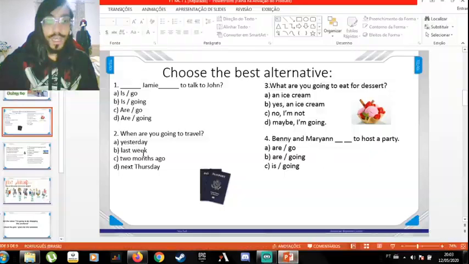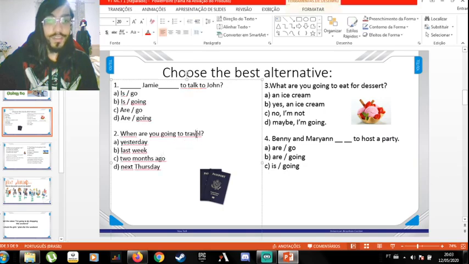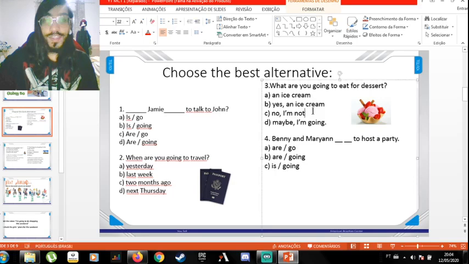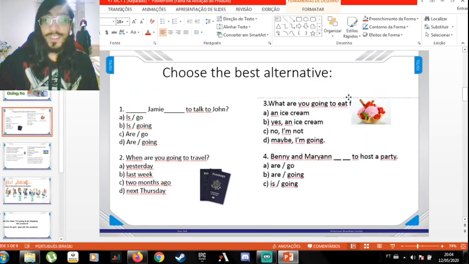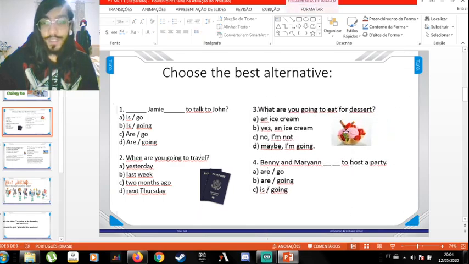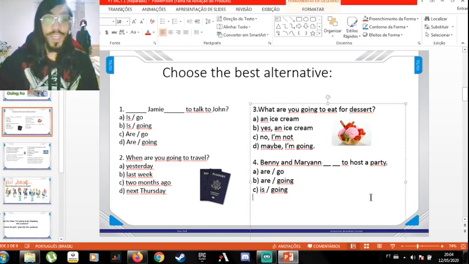Students, I've prepared some exercises for you, some extra exercises just to finish this subject, related to going to and the chapter 1 in general, okay? There are a lot of exercises about everything we have learned in this chapter 1. To start with, we are going to start with this exercise here, okay?